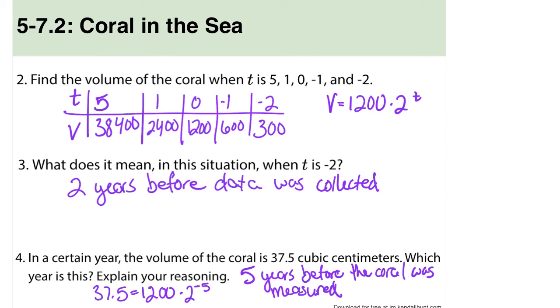And number 4, in a certain year, the volume of the coral is 37.5 cubic centimeters. What year is this? If you use your equation, you can put in that 37.5 for the volume, and then you're playing around trying to figure out what that exponent needs to be. There is a way to solve this type of equation, but that's way down the road for you. So right now, it's a little bit of trial and error, or you could graph it and see when the volume equals 37.5. We do see that the negative exponent of -5 makes it work, which means that 5 years before the coral was measured, its volume would have been 37.5.